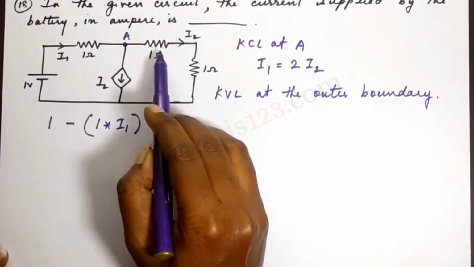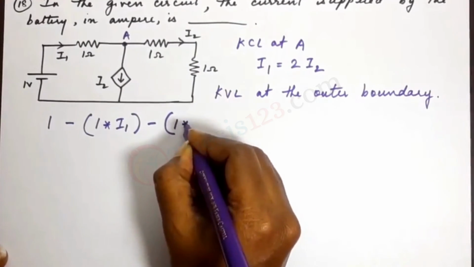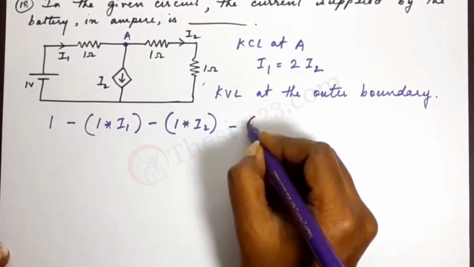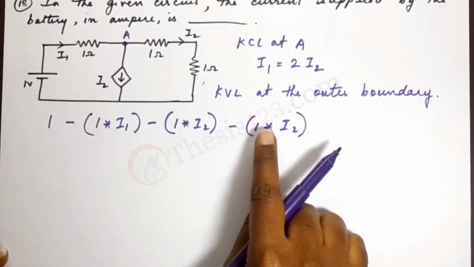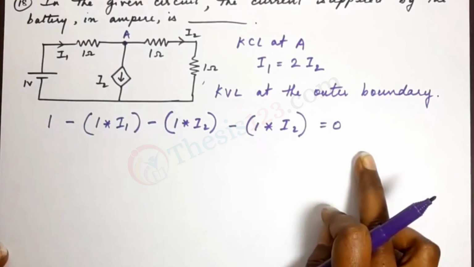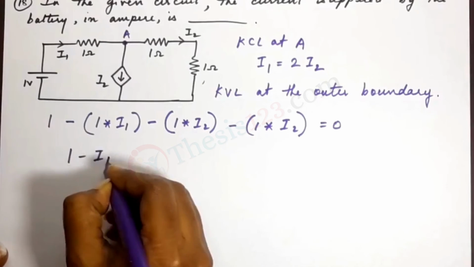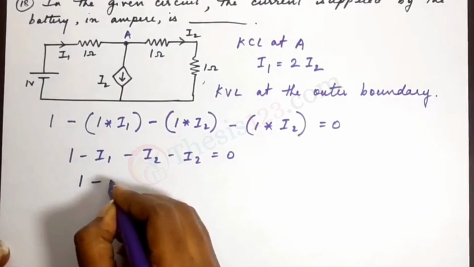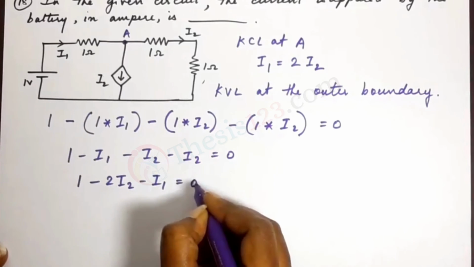Minus. Then now we come here. The voltage across this is 1 times I2. We have another resistor here, so that's again 1 into I2. Note that the 1s here are all the resistance values. This is equal to 0. So this is our KVL equation. Let's solve and see what we get. We get 1 minus I1 minus I2 minus I2 is equal to 0. So that's 1 minus 2I2 minus I1 equals 0.